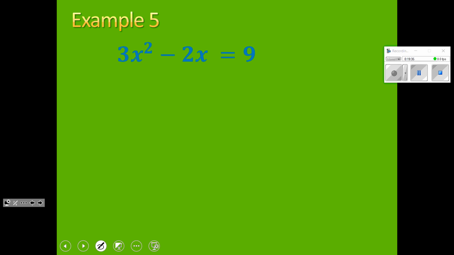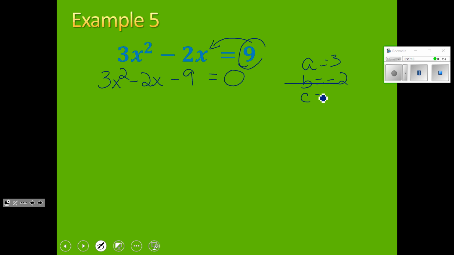So let's look at example 5. Nothing to it but to do it. So try it. Pause the recording. So hopefully you're back with me. We're going to set it equal to 0 first. A is 3, B is -2, and C is -9.